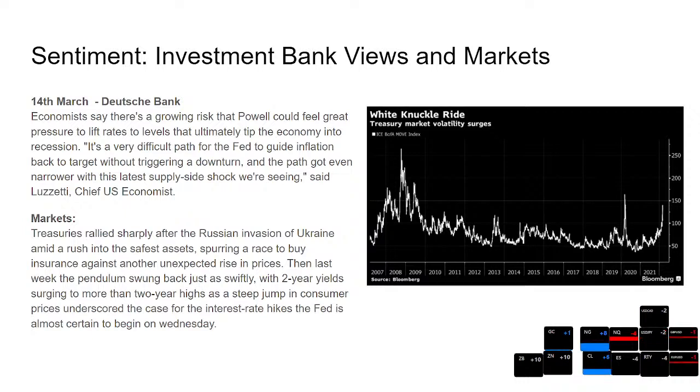But looking at the markets, we've got to bear in mind that at the beginning of the Ukraine conflict, treasuries had rallied, that is the price of treasuries, after the Russian invasion of Ukraine amid a rush into the safest assets. So you had a rush into the Dixie, the Swiss franc and the Japanese yen, and we also saw strong movements in gold and the commodities, with strong appreciation in WTI crude oil and crude oil overall.